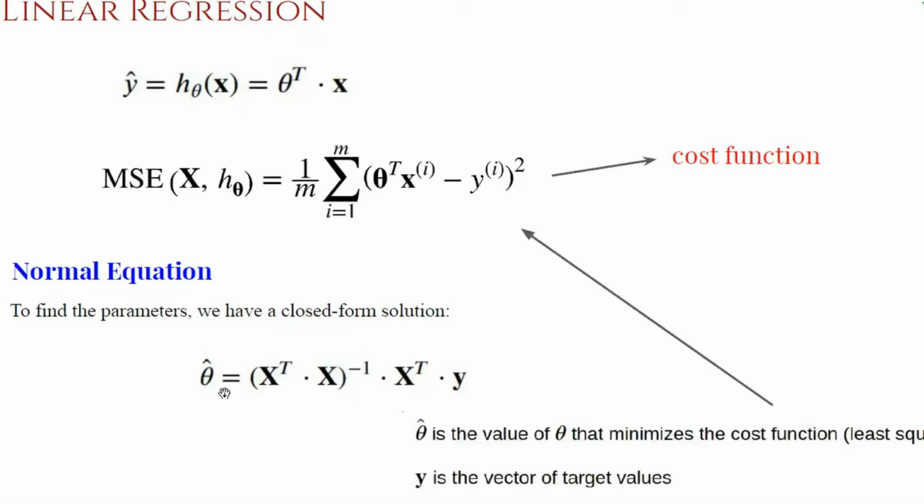And once you have the best model parameters, you have your machine learning model with you. That this is the value of theta that minimizes this expression. Then that value of theta can be estimated from this normal equation. I hope that intuition is clear.